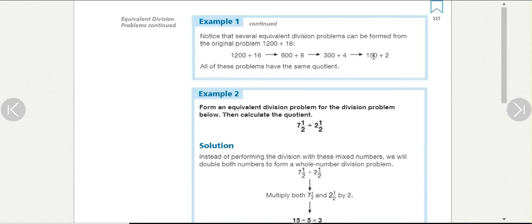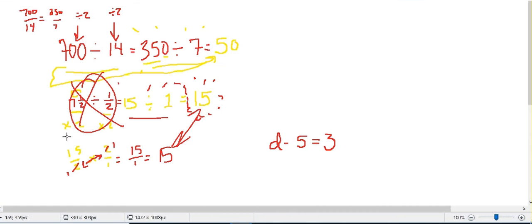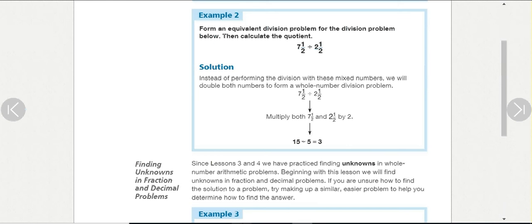Form an equivalent division problem for the division problem below. Then calculate the quotient. We kind of did that one. No, we didn't do this one. We did this one before. But what do they do with 7.5 divided by 2.5? What do they do?